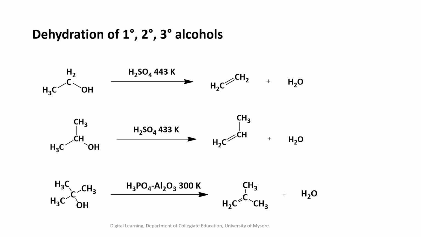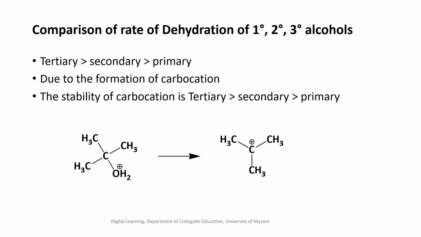The dehydration of alcohol requires an acid catalyst, and the reaction proceeds via the formation of an intermediate carbonium ion. While we compare the rate of dehydration of primary, secondary and tertiary alcohols, the rate determining step in the dehydration reaction is the formation of carbocation, and the ease of formation of carbocation follows the order tertiary, followed by secondary, and this is followed by primary. Hence, the dehydration of different classes of alcohol also follows the same order, where tertiary alcohol more readily undergoes dehydration, followed by secondary alcohol, and this is followed by the primary alcohol.